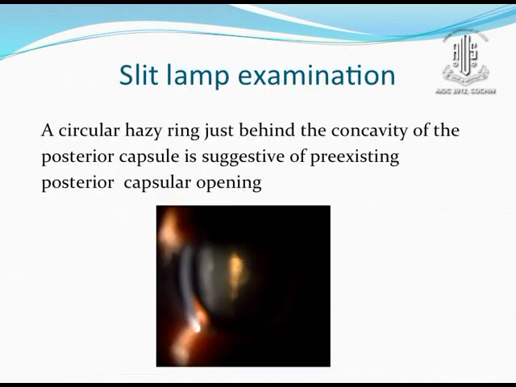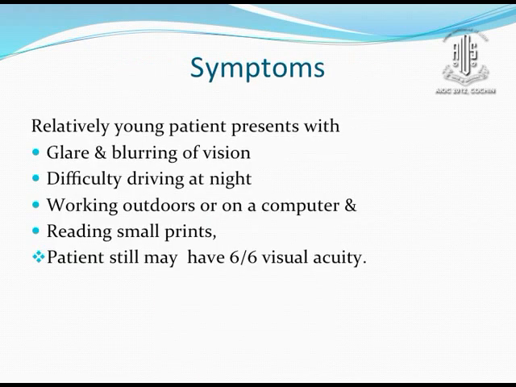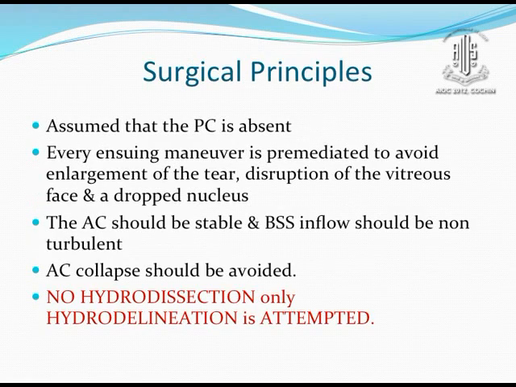A circular hazy ring just behind the concavity of the posterior capsule on slit lamp examination is suggestive of posterior capsular opening. Relatively young patients present to us with glare and blurring, difficulty in driving at night, difficulty in working outdoors and on computers, and difficulty in reading small print. Still, the patient may have 6/6 visual acuity.